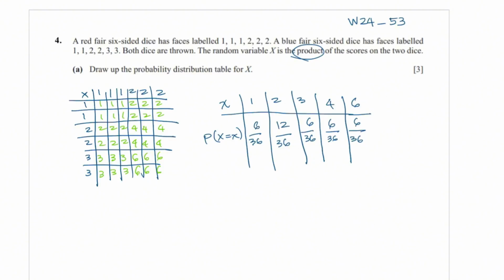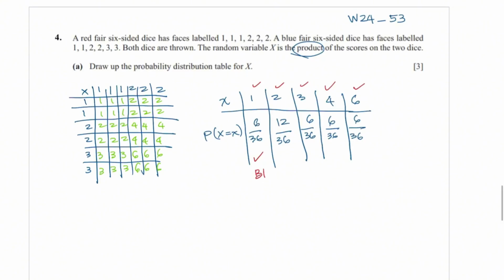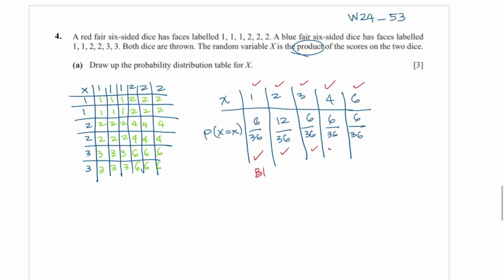I'll get my first mark when I have the table with correct x values and at least one correct probability. So I should have 1, 2, 3, 4, and 6 on my x values and at least one correct probability. So I get my first B1 here. Next mark I will get when I have 4 correct probabilities linked to the correct x values. So I have my first probability correct. This is going to be my second probability, third and fourth. That is another B1. Last mark is when I have all 5 correct probabilities linked to the correct x values. So this is the last mark, B1.